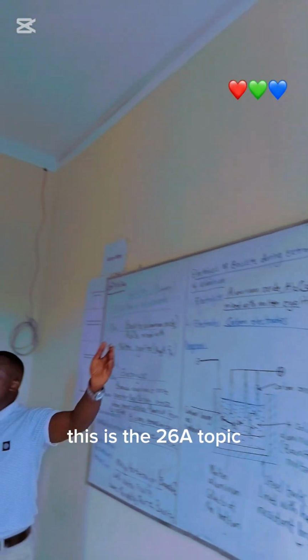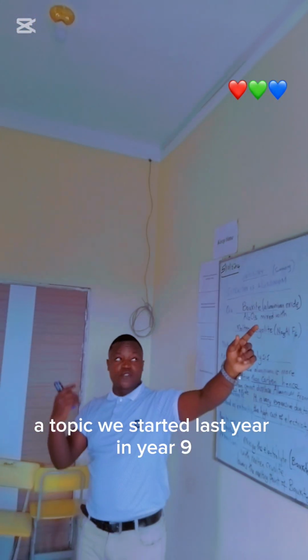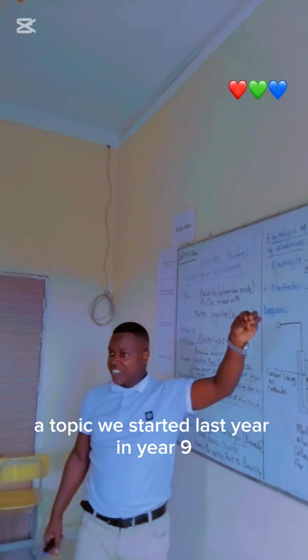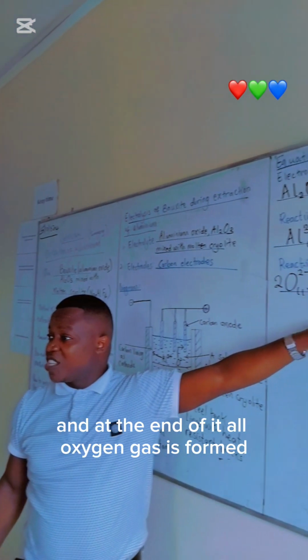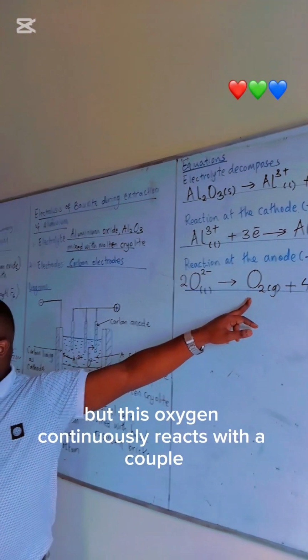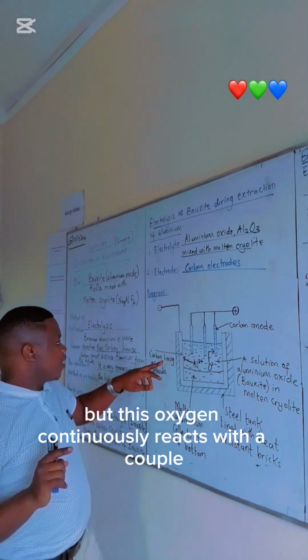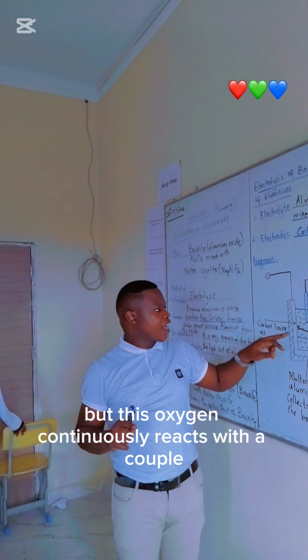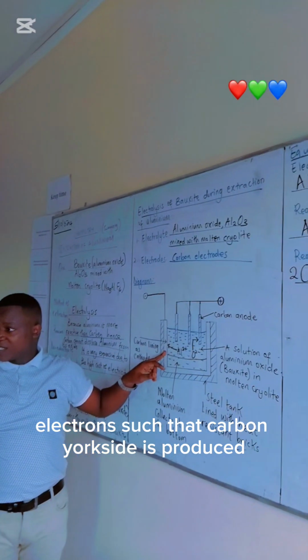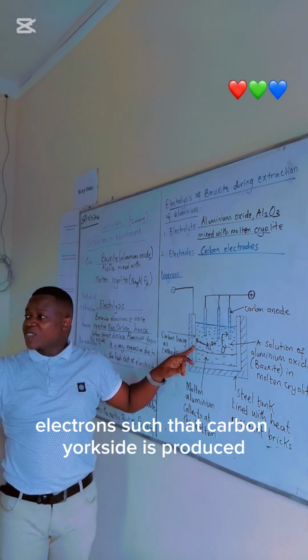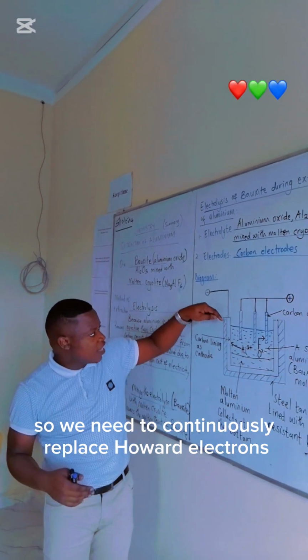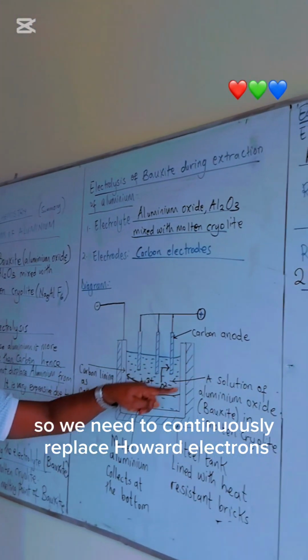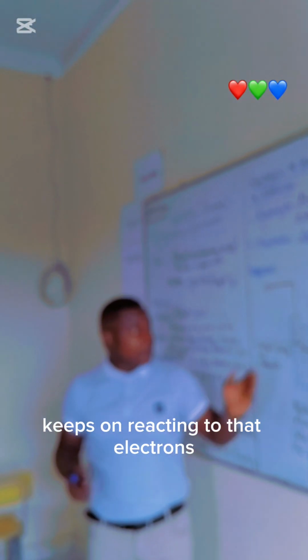So this is electrolysis, a topic we studied last year in year 9, and at the end of it all, oxygen gas is formed. But this oxygen continuously reacts with the carbon electrodes such that carbon dioxide is produced. So we need to continuously replace our electrodes because the oxygen made keeps on reacting with the electrodes.